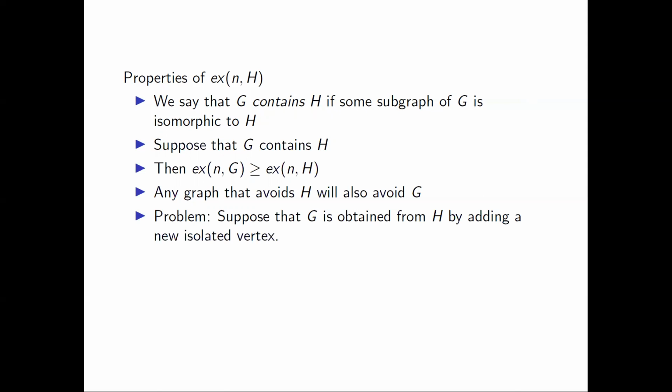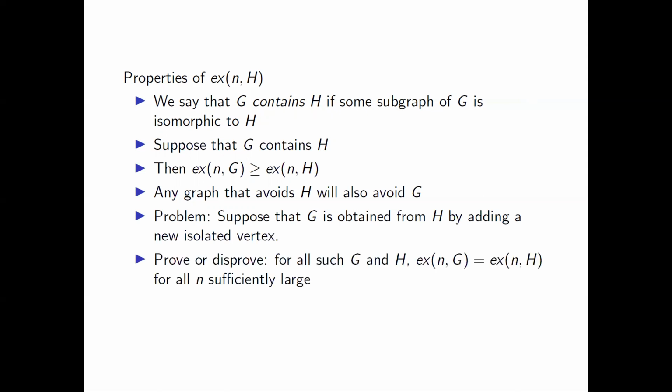So here's a problem for you to think about that's pretty similar to the last one. Suppose that G is obtained from H by adding a new vertex, and that new vertex is isolated, so it has no edges to the rest of H. Prove or disprove the following statement. For all such G and H, the Turán extremal function ex(n, G) is equal to the Turán extremal function ex(n, H) for all n sufficiently large.